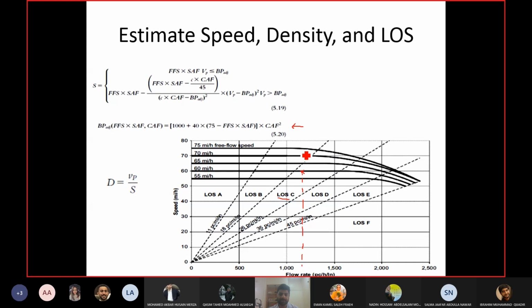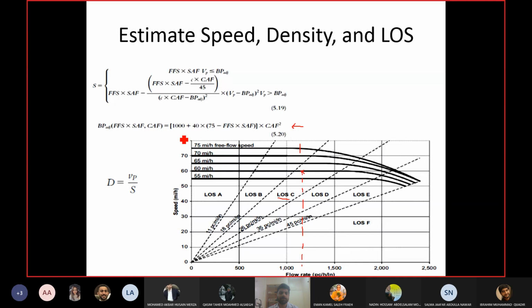So breakpoint is basically the maximum value of that range. If you look at the curve, the point where the speed does not go below the free flow value is the breakpoint. From this point onwards, the speed is going down. So this point becomes the breakpoint, the maximum flow at which the free flow speed is maintained.